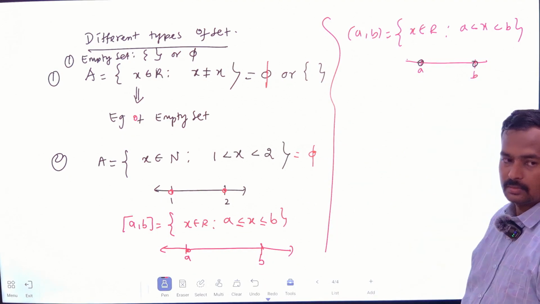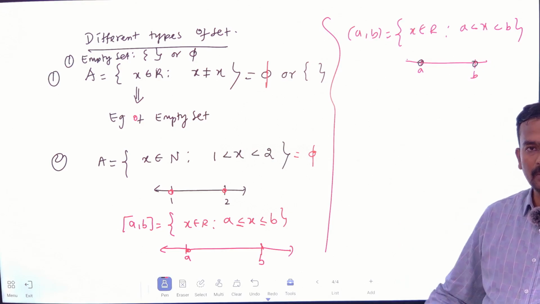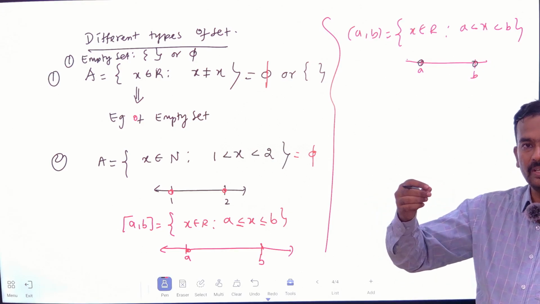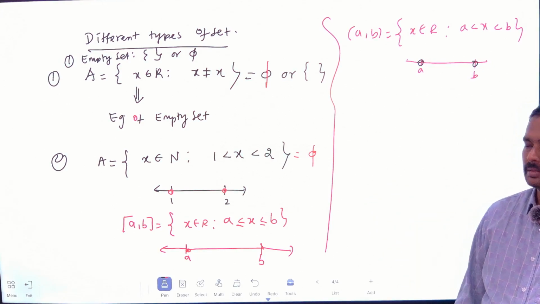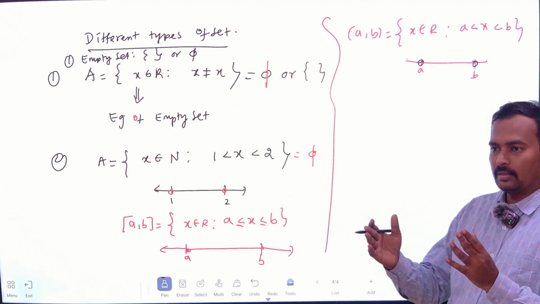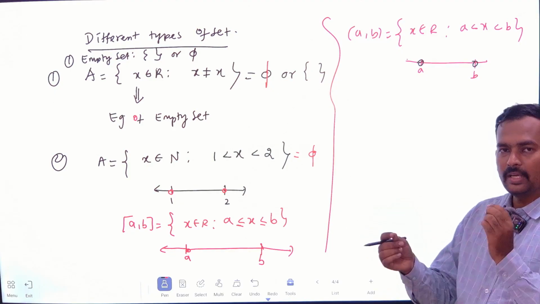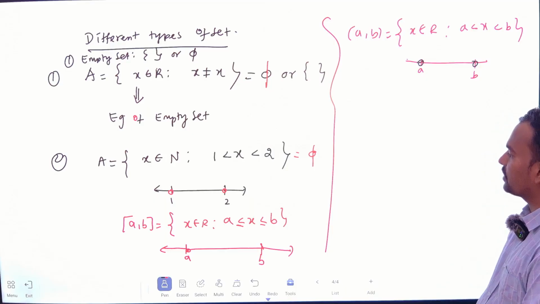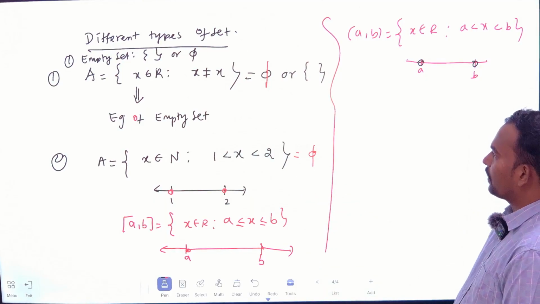Should not include. That means part of real number. For example, 0 to 1. So open interval means 0 and 1 not included, right? 0 to 1, that means included means 0 and 1 would be included, right? Okay, so you already know these things. Okay, this is empty set.